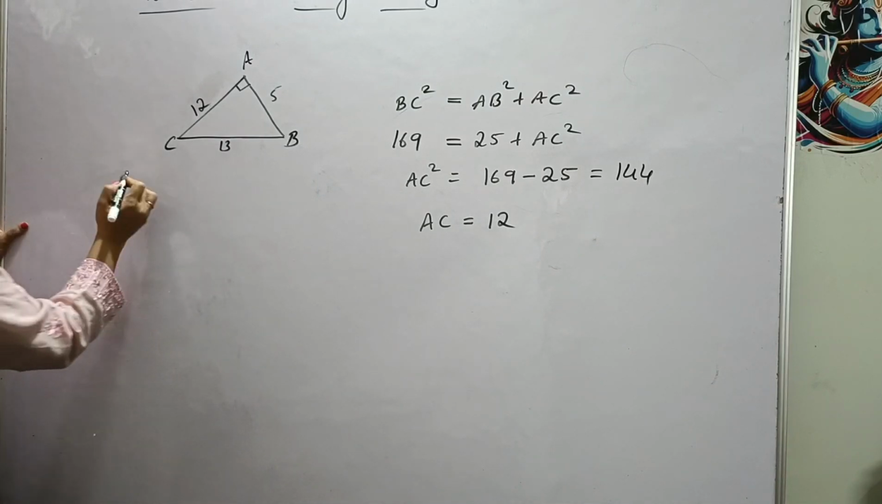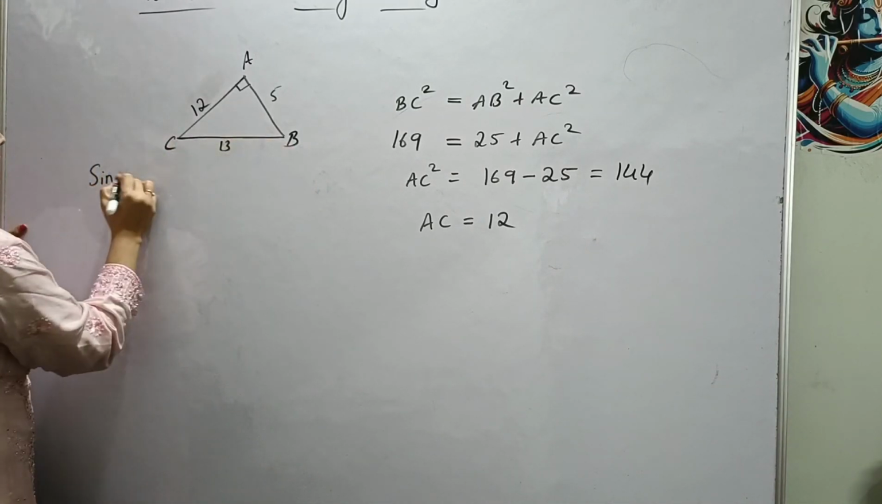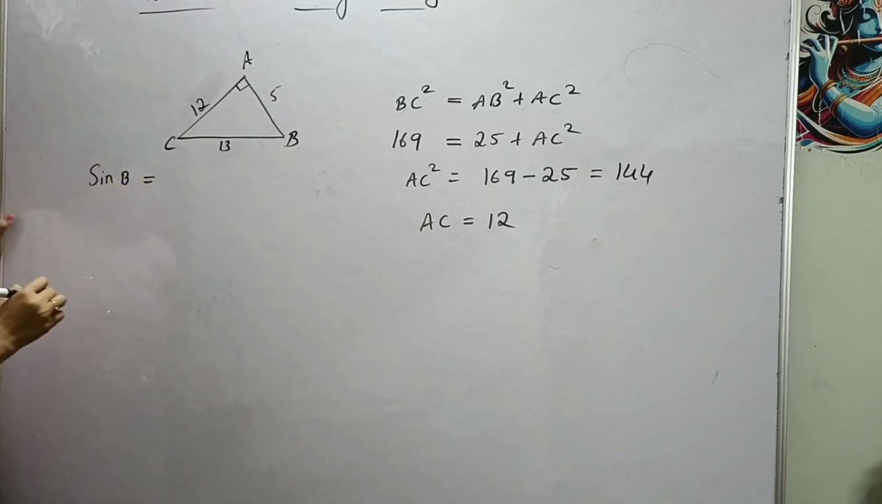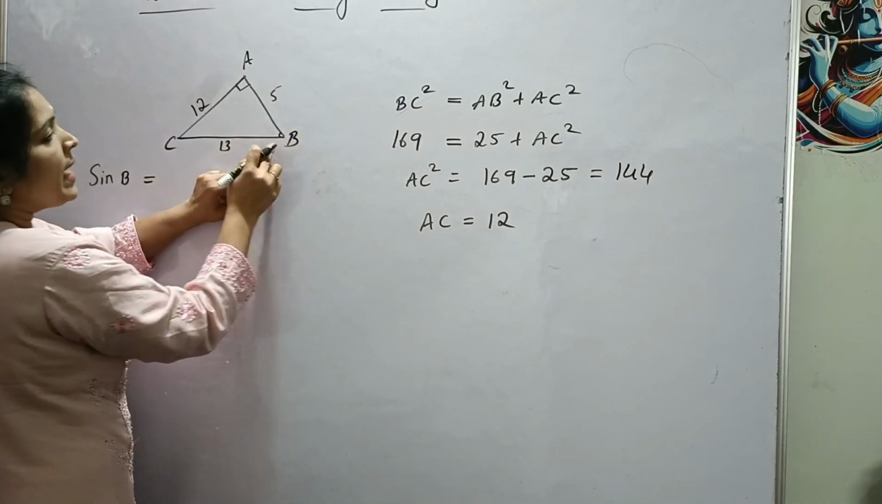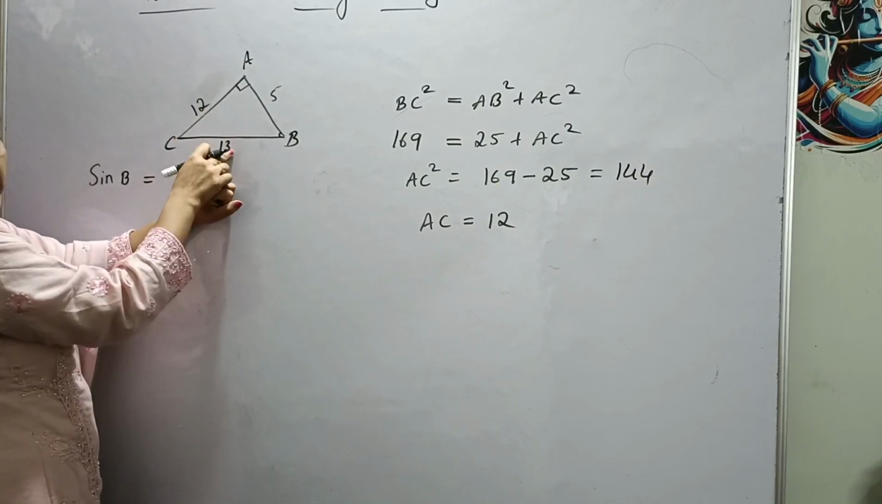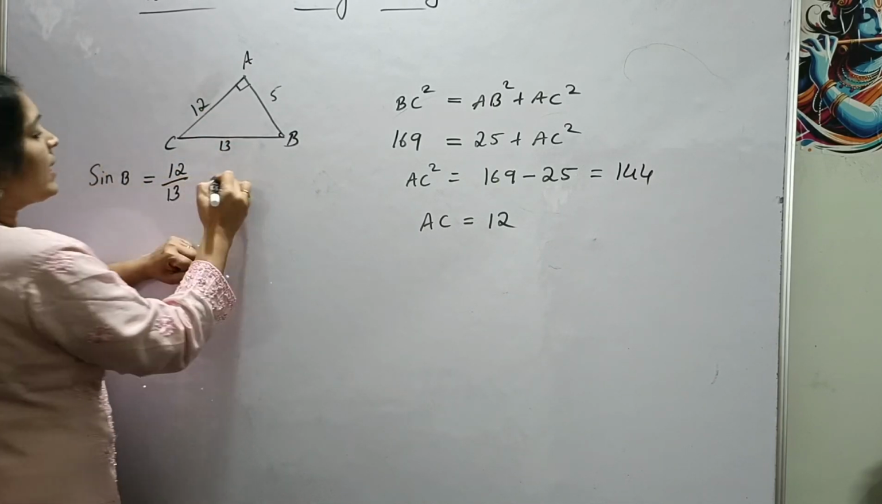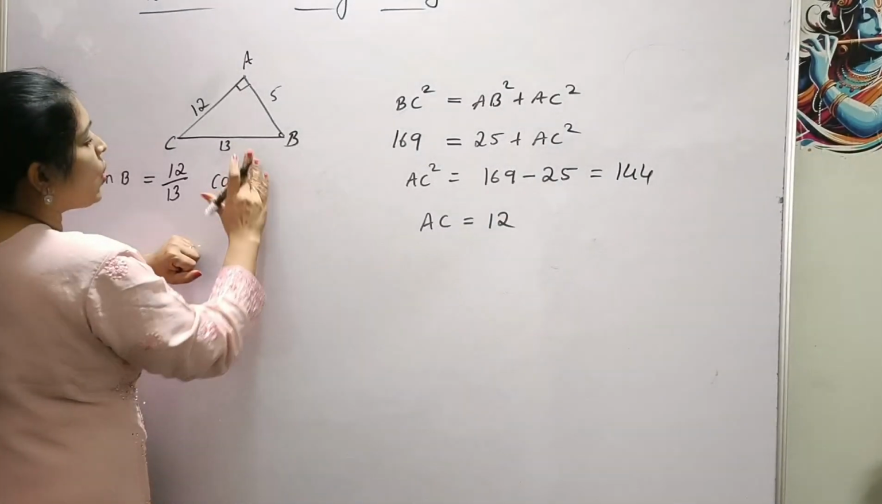Now let's find the trigonometric ratios one by one. First of all, let's find sine B. Sine B is opposite divided by hypotenuse. That is 12 divided by 13. Then what is cos B?